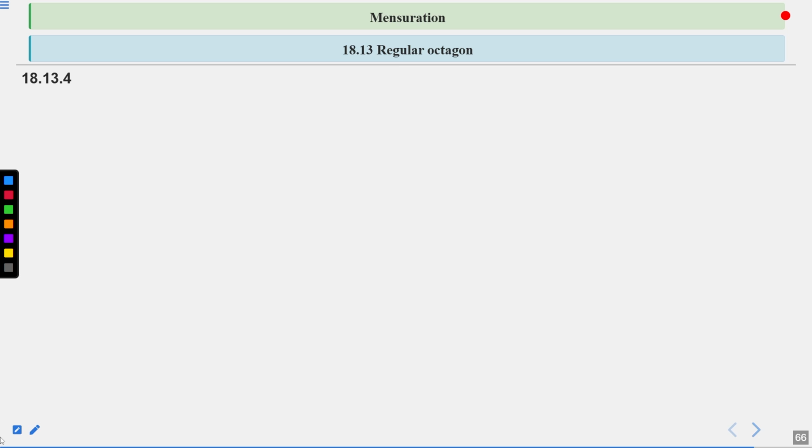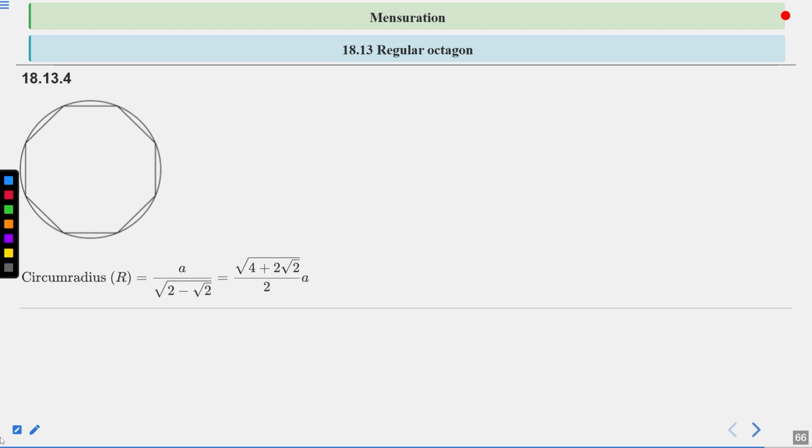Next one is 18.13.4 in regular octagon. So this is the diagram. Now the circumradius will become a upon under root 2 minus root 2. When we simplify it, we can write it as under root 4 plus 2 root 2 by 2, multiplied by the length of the side of the regular octagon.